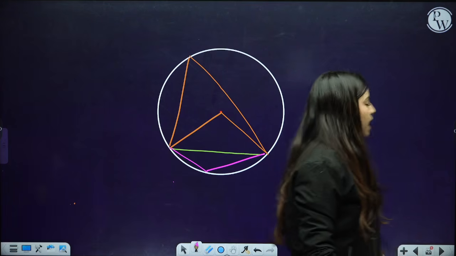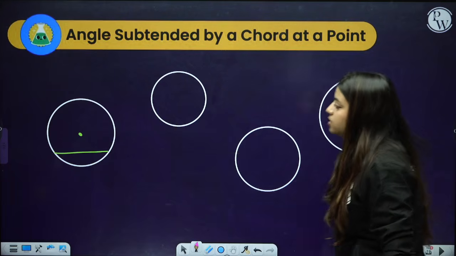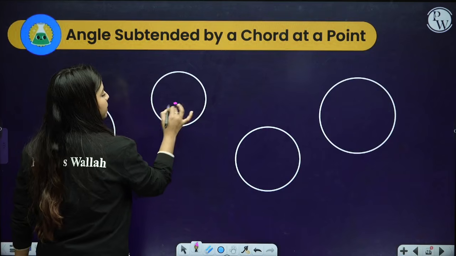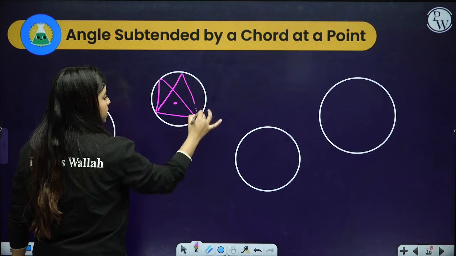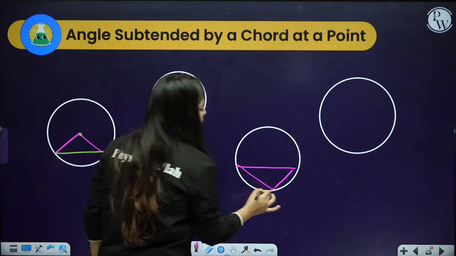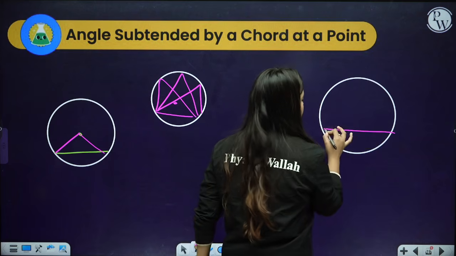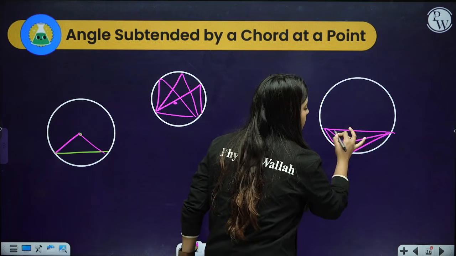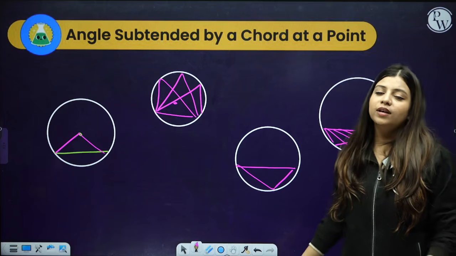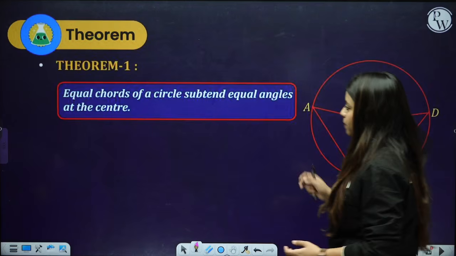Now, these are the angles subtended by the chord. So when we talk about a chord, one angle will be at the center of the circle, the other will be in the remaining part of the circle, and the third will be in the minor segment. So these are the 3 different angles. And the minor segment doesn't mean only one angle; all these angles are part of the minor segment. So this is what the angle subtended by the chord at a point means. Now let's start with our theorem number 1.